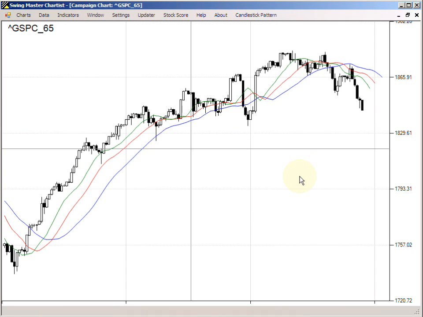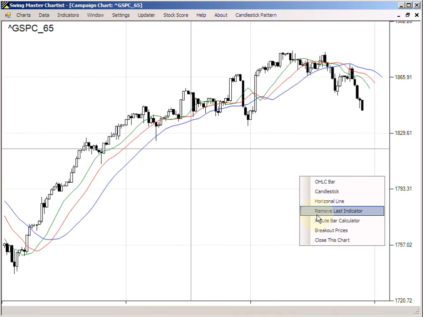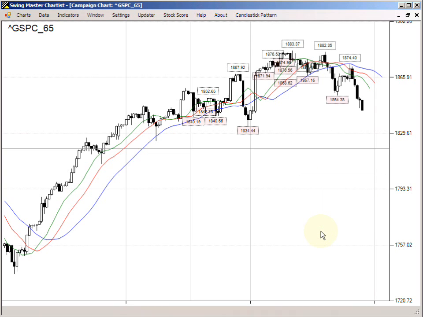Now, the other thing we want to show you are the breakout prices, and they're available from the context menu. Just right click for the context menu and select breakout prices. And the breakout prices tell you at exactly what price level you want to be watching to see where the breakout will occur. And the first opportunity for a short trade on this chart occurred at the price 1 tick below 1867.16.